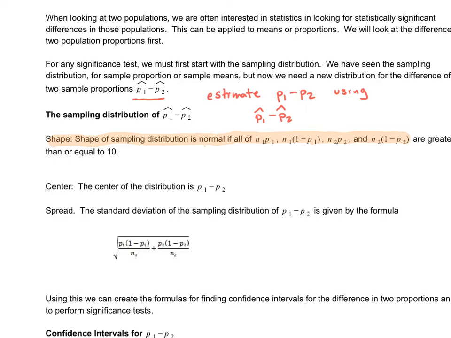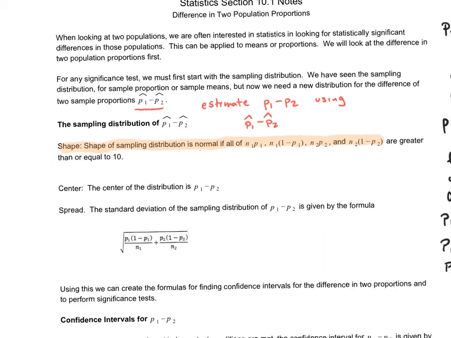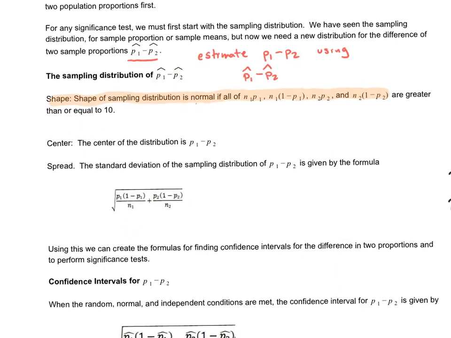The center of the sampling distribution for the difference of two proportions is simply P1 minus P2, which is in essence what we're looking for. And the standard deviation of the sampling distribution, or what we refer to a lot of times as the standard error, is this massive formula you see here: the square root of P1 times 1 minus P1 over N1 plus P2 times 1 minus P2 all over N2.